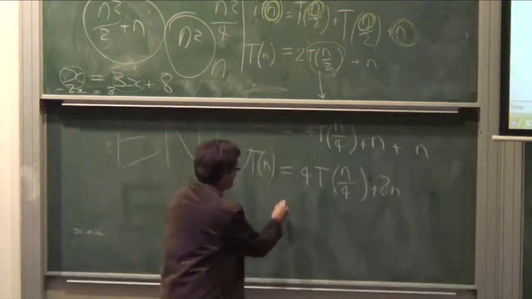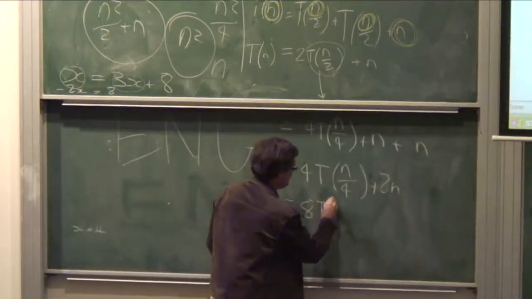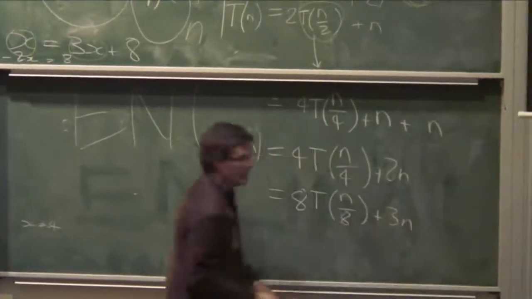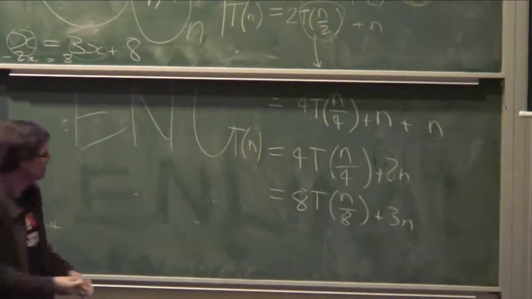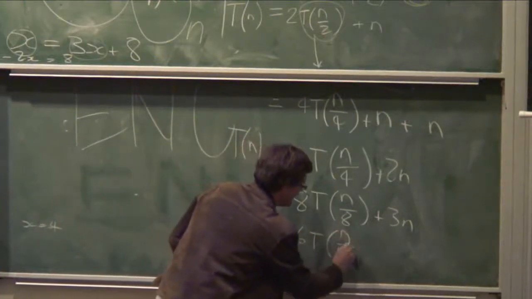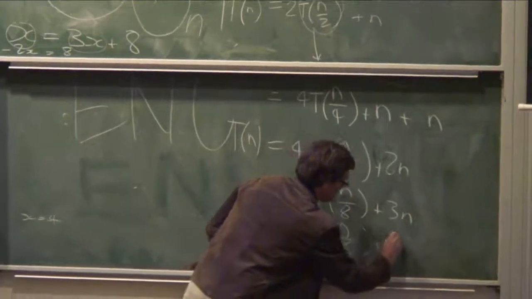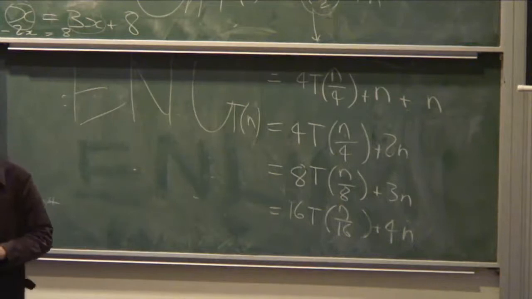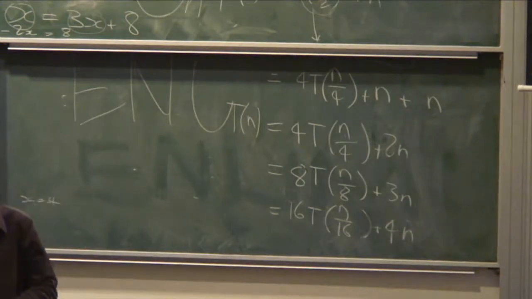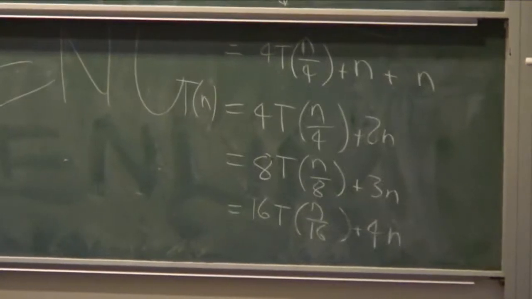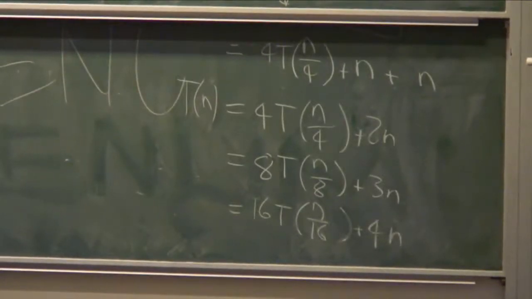And I would find that it's equal to 8 times T(n/8) plus 3n. And I could substitute it in again. Equals 16 T(n/16) plus 4n. Whew. I can keep doing this forever. But I can't keep doing it forever. How far can I keep doing it for? It's like recursion. Does recursion go forever? When does recursion stop? The ground case. What's the ground case for sorting in a merge sort?